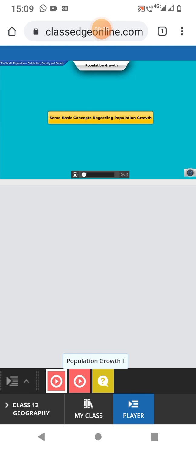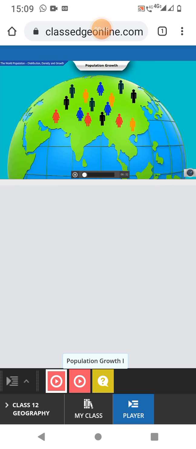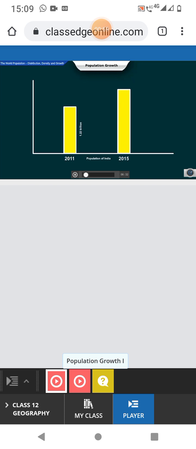Some basic concepts regarding population growth. Growth of population. The change of population in a particular area between 2 points of time is known as growth of population. For example, if we deduct the population of India in 2011, that is 1.22 billion, from the population in 2015, that was 1.28 billion, then we will get a population growth of 0.06 billion in actual number.